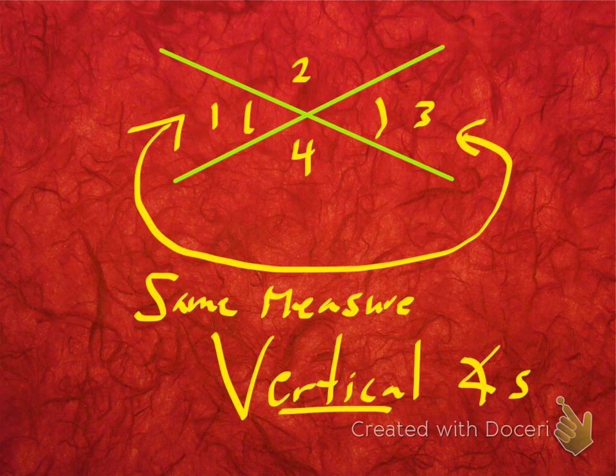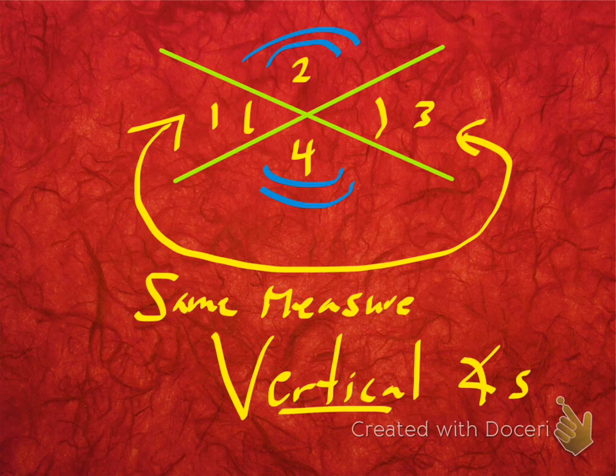Vertical angles are angles that are across from each other. In fact, if you look at angle 1 and angle 3, they're not up and down, they're kind of side to side. Okay, now there's another pair of vertical angles here too. Angle 2 and angle 4 are also across from each other, so they would be equal to each other.